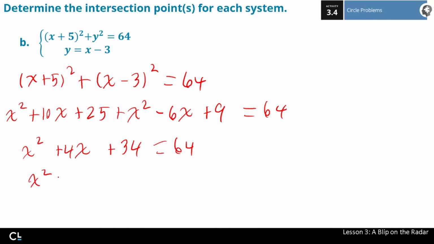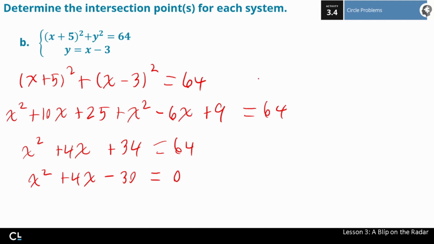We'll get x squared plus 4x minus 30 equals 0. So now we need two numbers that multiply together to give me negative 30, but we add them together to get a plus 4. That is the question.